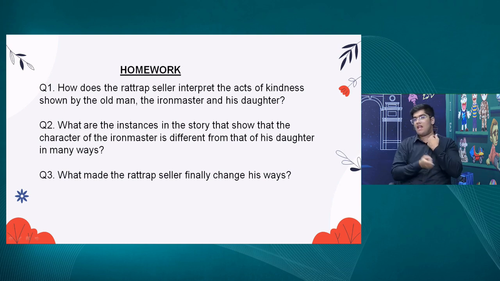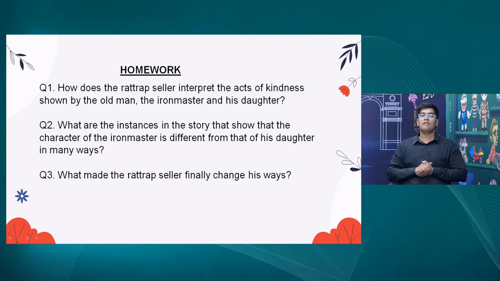He says, please return the money to the old man who has hung a pouch of money on his window frame as a bait for poor wanderers. So he thinks that money or any comforts in the world are all bait, and if you get baited by them, then you are like this little rat that gets trapped. So how does he interpret the acts of kindness shown by the old man, the iron master and his daughter?